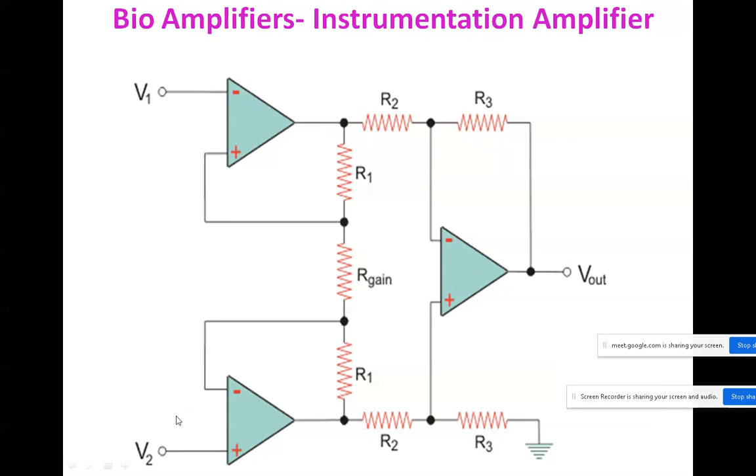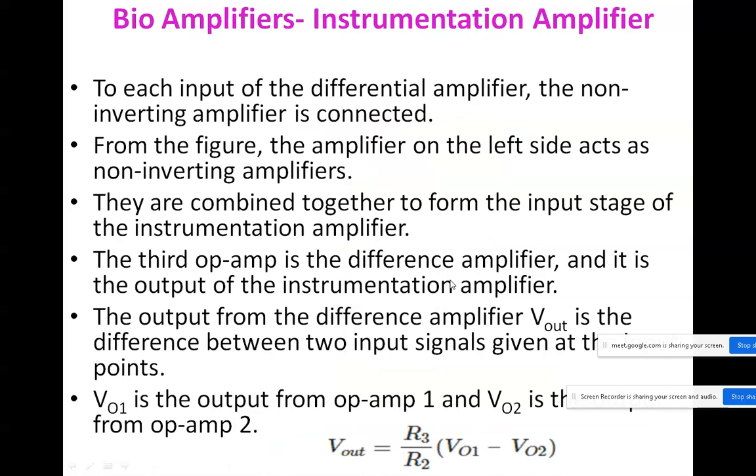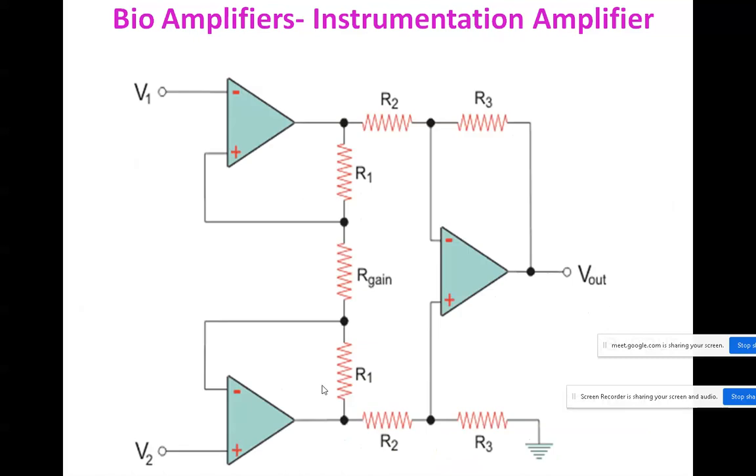So this is the inverting amplifier, this will be the non-inverting amplifier, and this one is the differential amplifier. To each input of the differential amplifier, a non-inverting amplifier is connected. From the figure, the amplifier on the left side will be acting as a non-inverting amplifier. They are combined together to form the input stage of the instrumentation amplifier. So the two amplifiers are the inverting and non-inverting amplifiers.